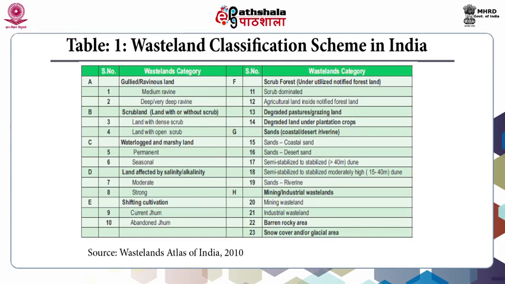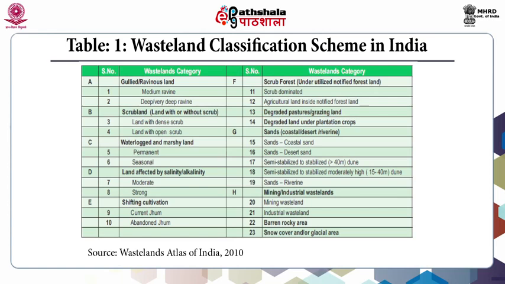In India, these have been classified in 7 to 8 categories. Category A includes gullied or ravinous land, which have medium ravine or deep or very deep ravines. Then in B category comes the scrub land, which includes land with dense scrub and land with open scrub. Category C has waterlogged and marshy lands, which include both permanent as well as seasonal. Then the D category includes land affected by salinity or alkalinity.